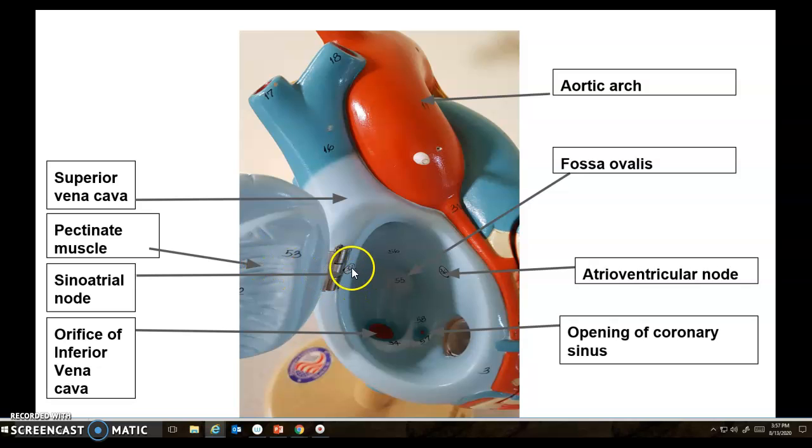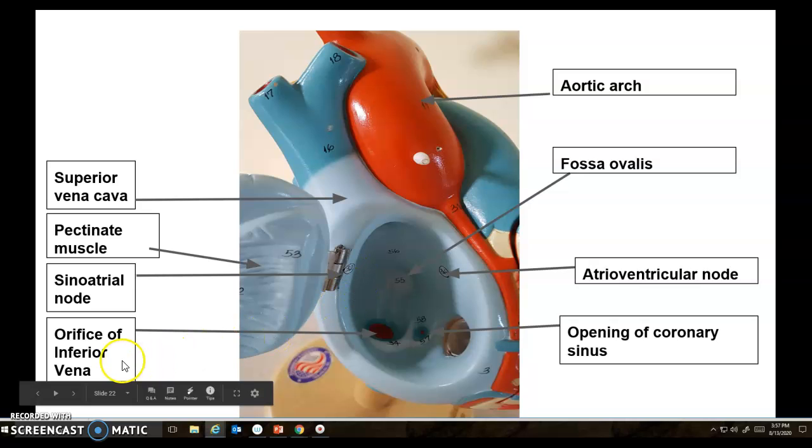Now, here this labeling is the sinoatrial node, the SA node. All right. What is this? It's the orifice of the inferior vena cava. Here's the fossa ovalis. This is the AV node, SA node, the AV node. These are the two what? Pacemakers of the heart, right? And here's the opening of the coronary sinus.